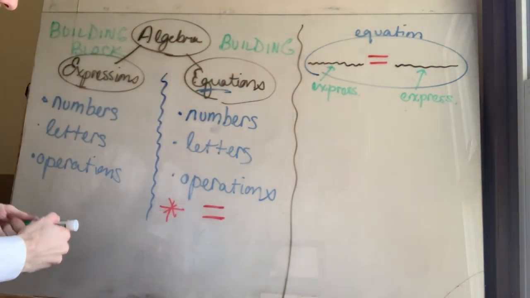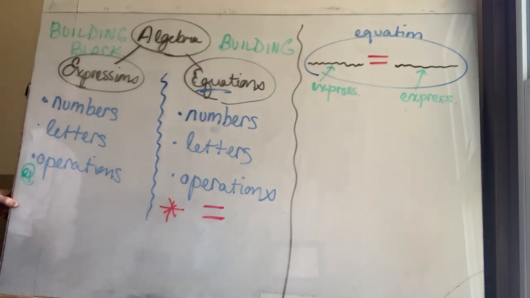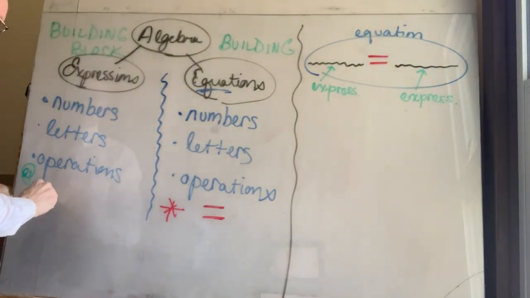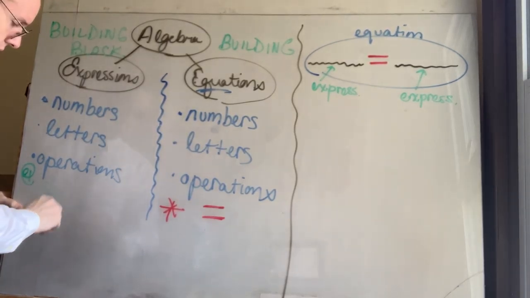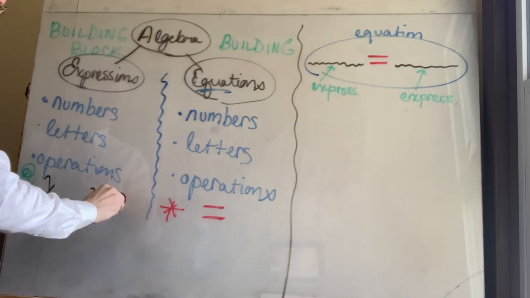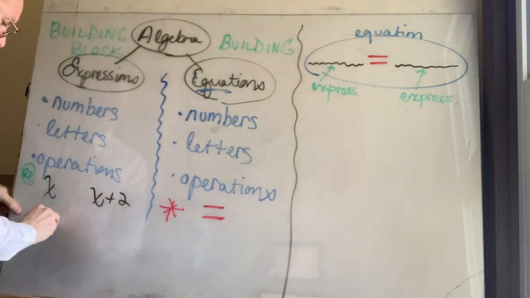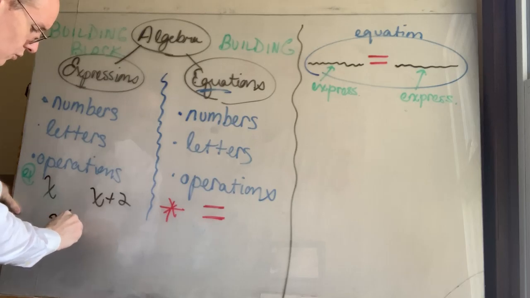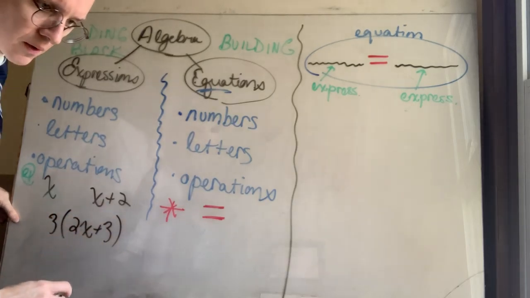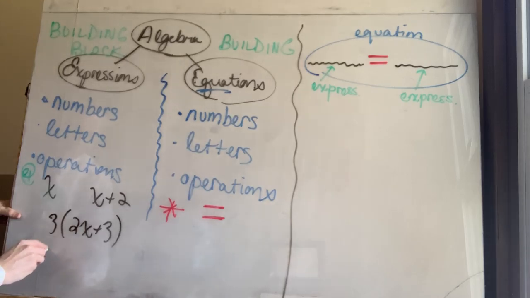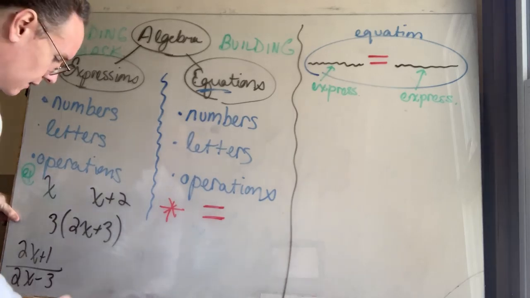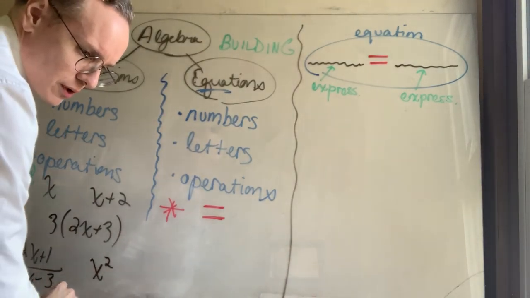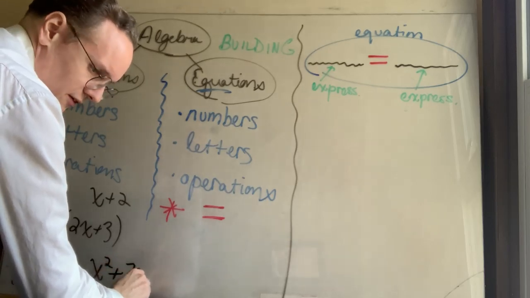Here's some examples of expressions. Just an x sitting by itself. An x plus 2. 3 times the quantity 2x plus 3. 2x plus 1 sitting on top of 2x minus 3. And then something that looks like a trinomial: x squared plus 7x plus 3.